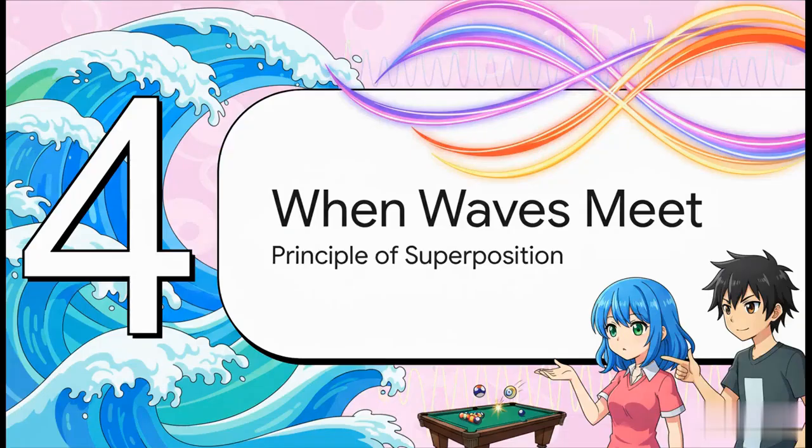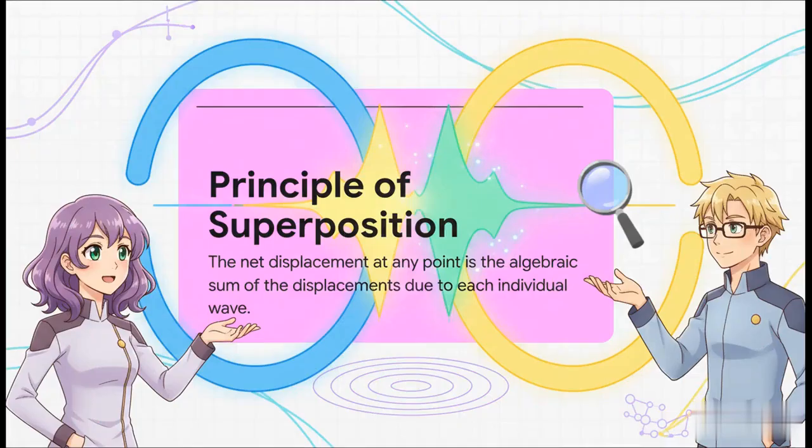So far, we've only been looking at single, well-behaved waves. But what happens when two or more waves are in the same space at the same time? Do they collide and bounce off each other like billiard balls? The answer, it turns out, is way more interesting. What happens is governed by the principle of superposition. It sounds fancy, but it's a beautifully simple rule with some really profound consequences.